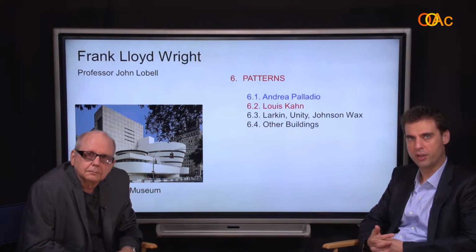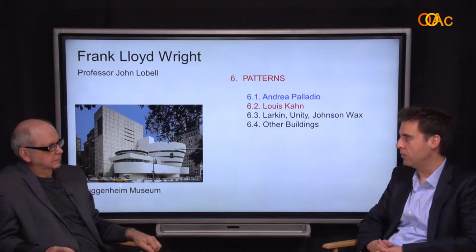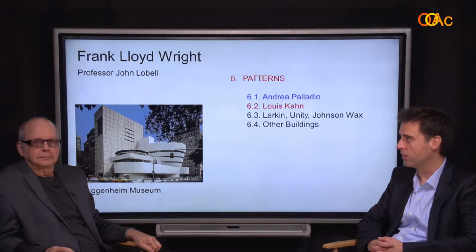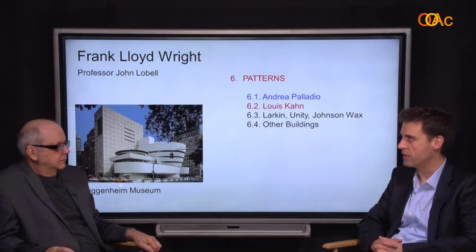In the first part, we saw some of the patterns that are in the work of Andrea Palladio, and we discussed some other architects that were using them. And now we have Louis Kahn, who is one of the most important American modern architects. So what about the work of Louis Kahn? What do we find typical and recurring in his projects?